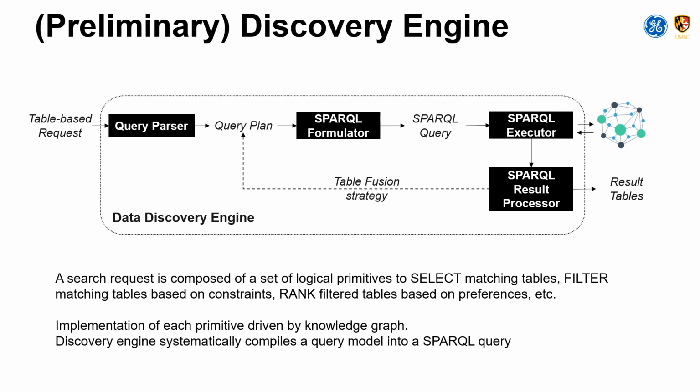Under the hood, the brain of our system is really a discovery engine that basically takes the select, filter, and rank preferences from a query model specified by the user and automatically compiles them down into basic triple patterns, graph patterns, and other clauses and subqueries within the SPARQL query language, validates that auto-generated SPARQL query, and executes it against the knowledge graph of tables. And once that's done, our system packages the result of that query into a relational table response for the user.